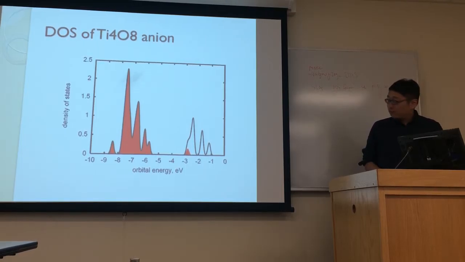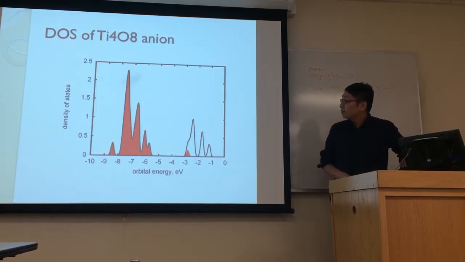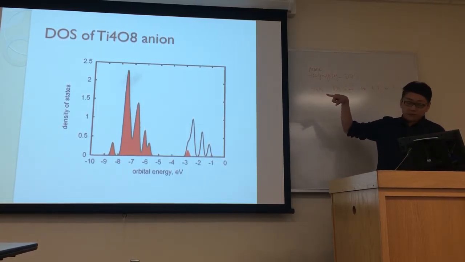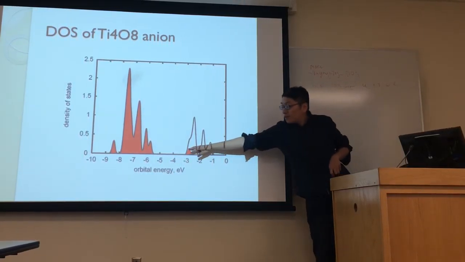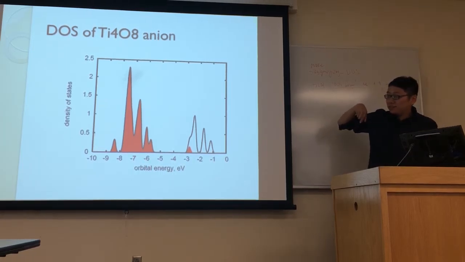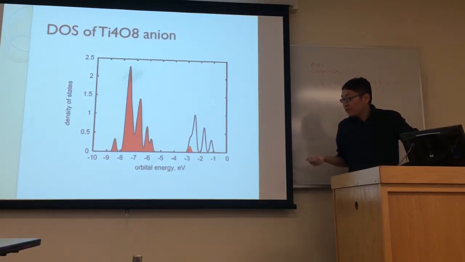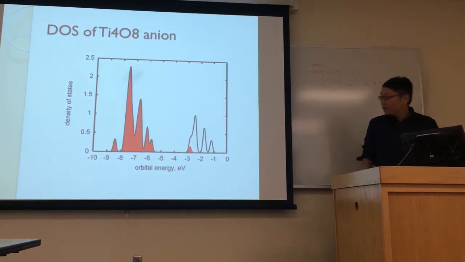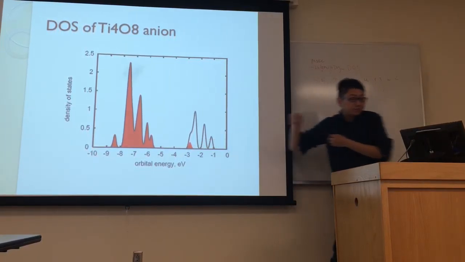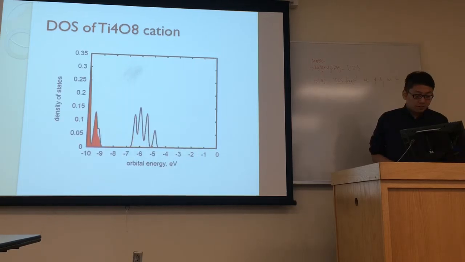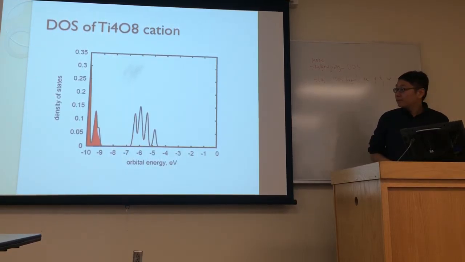So this is the screenshot I took from this Ti anion. This additional part tells us that there's one additional electron after the gap. This is the LUMO part. And this is the cation, which contains one less electron.